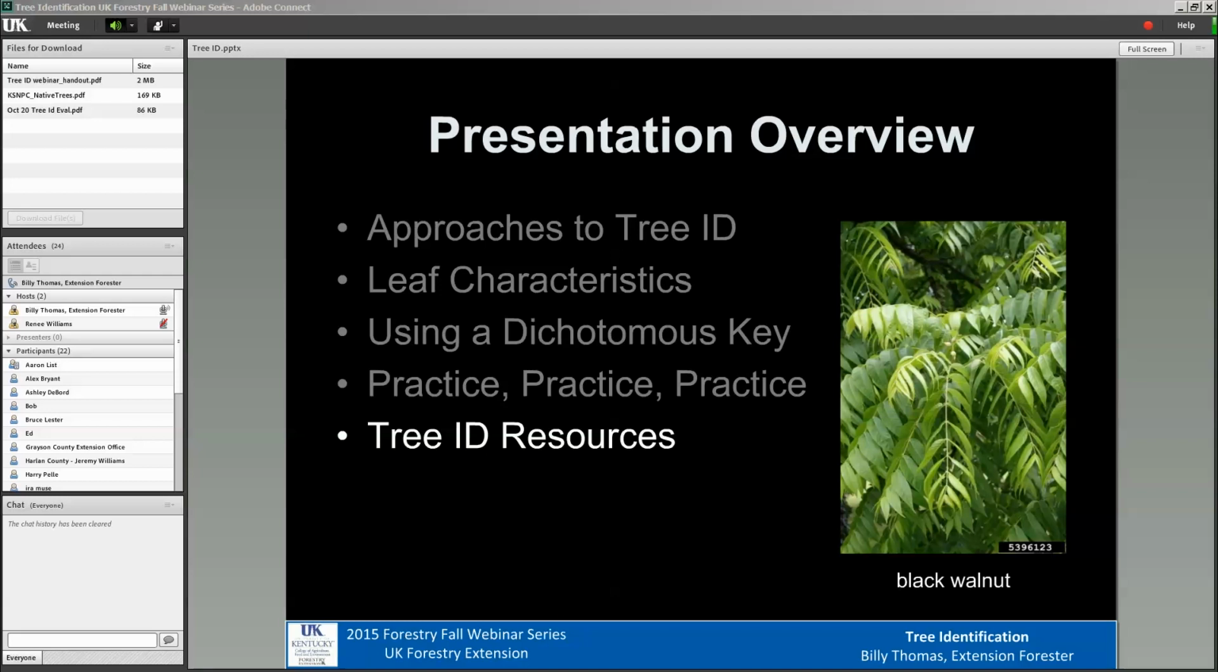And finally, I'll wrap up with some of the tree ID resources that are available. Certainly, the internet brings a lot of stuff to your fingertips, but probably one of your best tree ID resources is your local county extension office. They have the ability to probably identify many trees, and if they don't, they have the ability to get a hold of us here at the University of Kentucky, and we can help them in that. So that's going to be one of your best resources, is to work with your local county extension office.